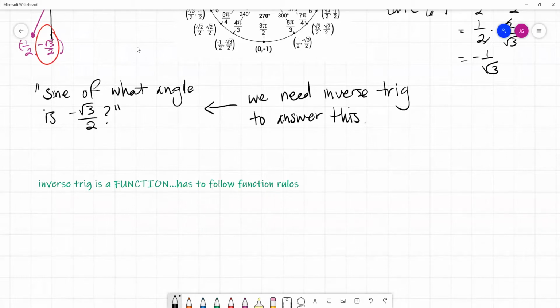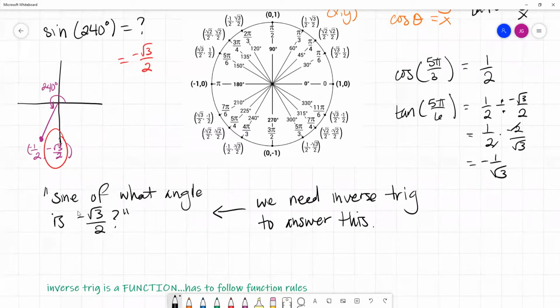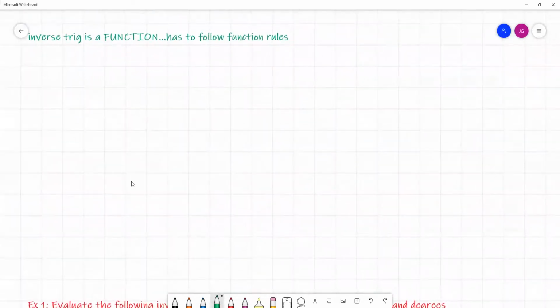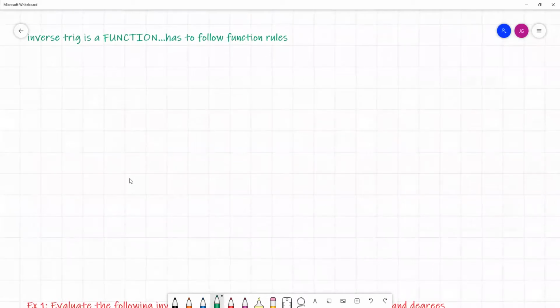But the issue, for example, if I look at this question right here, sine of what angle is negative rad 3 over 2, I'm looking for ordered pairs that have a y value of negative rad 3 over 2. We have a couple that satisfy that description. We have this one that we found earlier, the 240 degrees. But then we also have this one up here, 2 pi over 3 or 120 degrees. Now, if this were a true function, I could have both of these answers at the same time. And so that's why we need to specify things a little bit here, right?